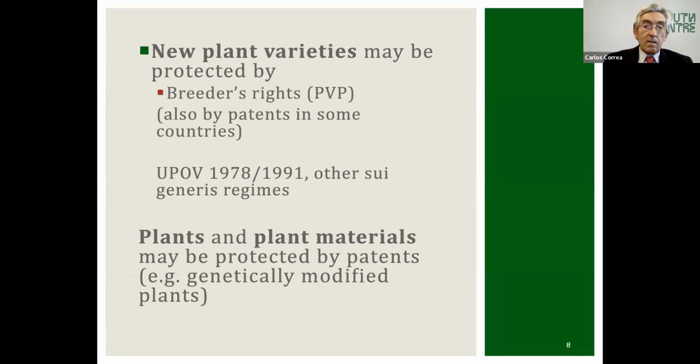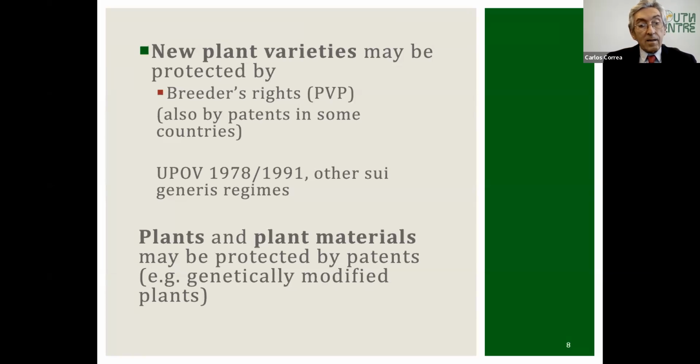All right, so new plant varieties may be protected by breeder rights. So this is a sui generis regime that was initially developed in Europe, and then this led to the adoption of the UPOV Convention in 1961, amended in 1978 and 1991. So breeder's right is a special category of intellectual property rights, similar but not the same as patents, as I will mention in a minute. So new plant varieties may be protected by the system which is called plant variety protection.